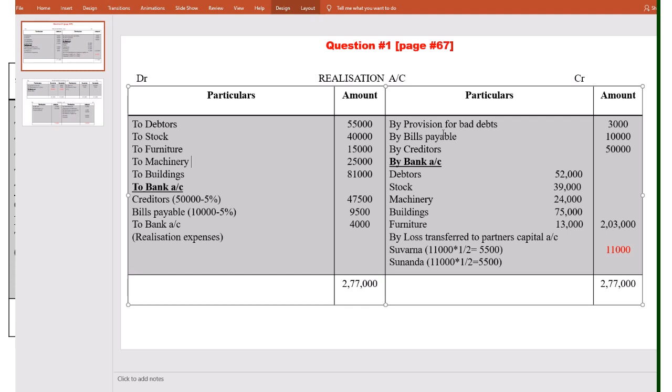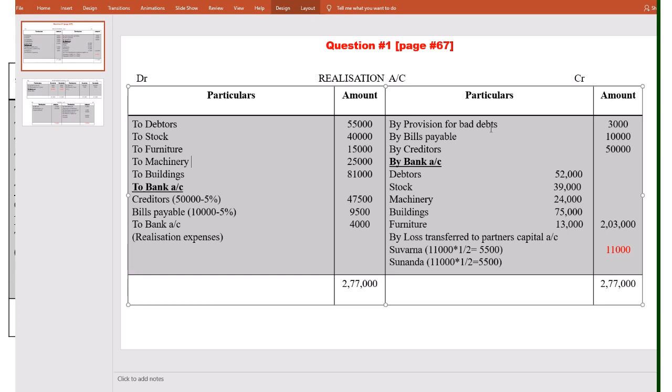Now look at the question. What are the liabilities that we have? You have to check it out. First we have bills payable, creditors, Sunanda's loan, reserve fund and capitals. Now the first thing I have to write here: PDD is given as provision for bad debts. I have written it fully as provision for bad debts, that is 3,000. That is there on your asset side.